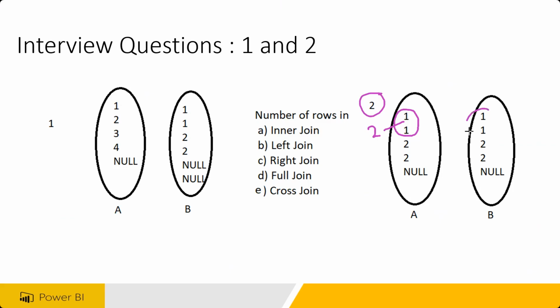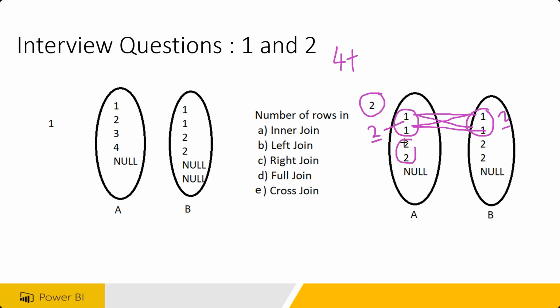The same numbers are getting repeated two times. So you will be able to get 2 into 2, 4 rows. That is the easiest. 1 into 1, 1 into 1, 1 into 1, 1 into 1. Instead of writing like this, how many times is this value repeated? Two times. How many times is the same thing repeated? Two times. 2 into 2, 4.